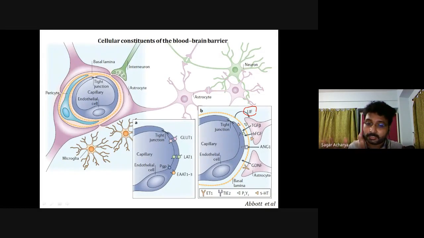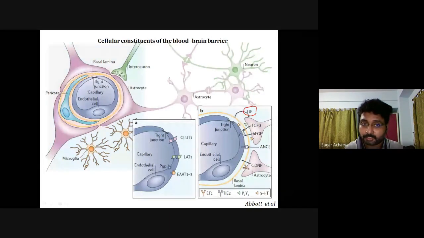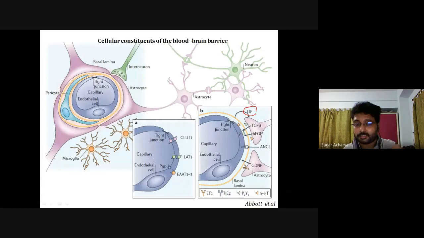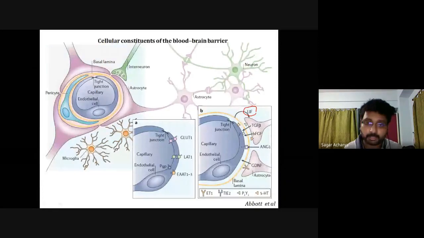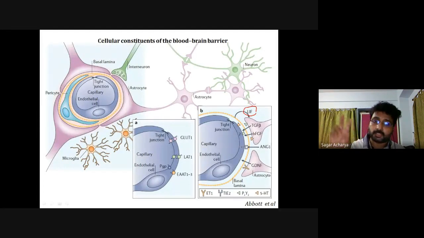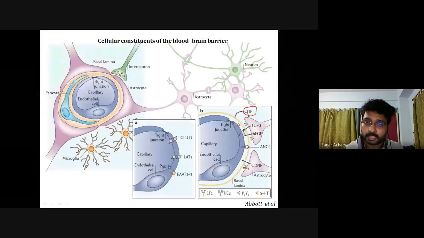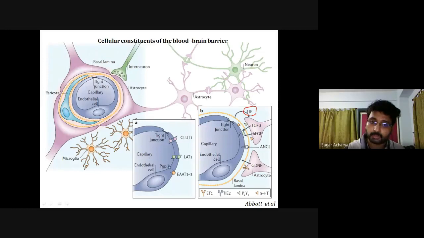induces this endothelial cell, and actually the pericyte reduces the expression of LAM, LAM meaning leukocyte adhesion molecule, over endothelial cells. So whenever endothelial cells grow without association of pericytes, they show the expression of LAM. So that is leukocyte adhesion molecule.